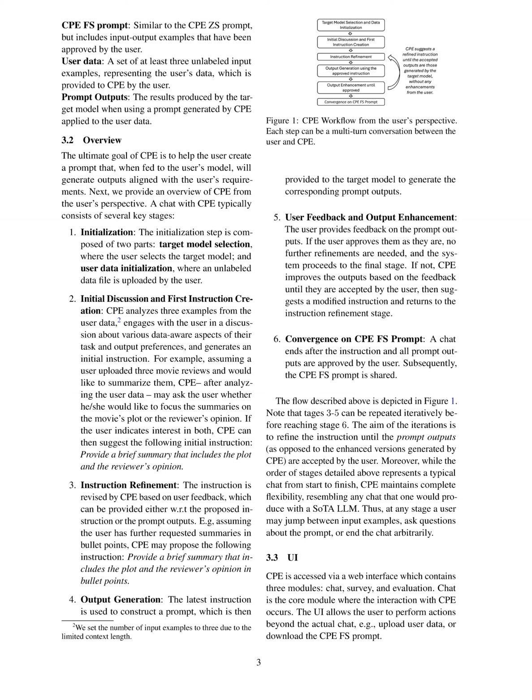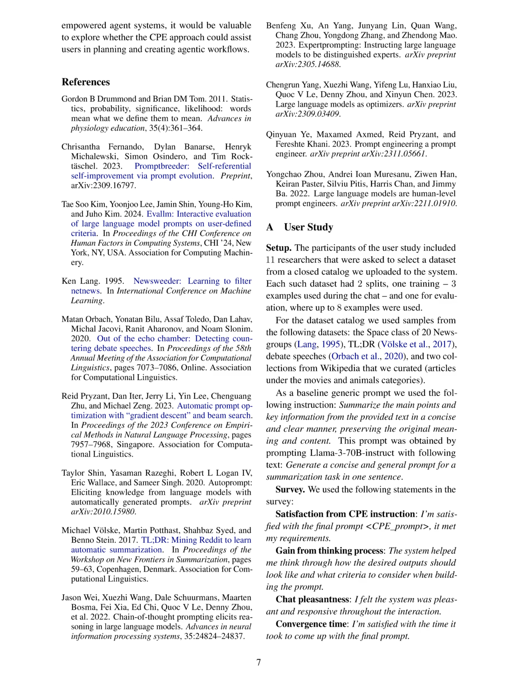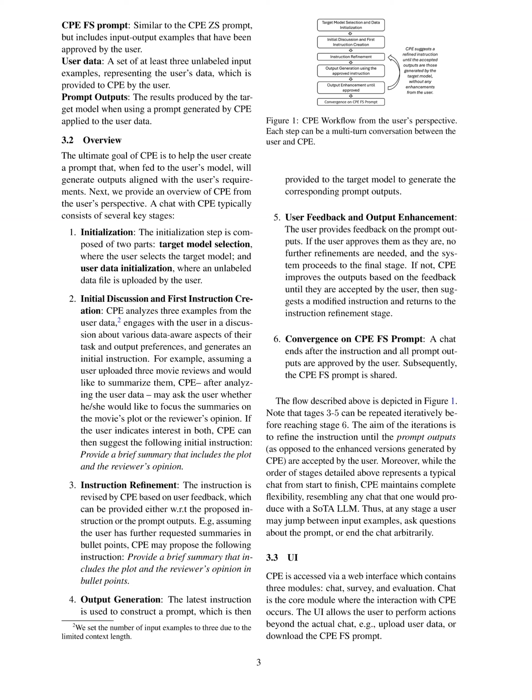If the user expresses interest in both aspects, CPE might propose an initial instruction like, "Provide a brief summary that includes the plot and the reviewer's opinion." Following this, in the instruction refinement stage, the user might request the summaries to be presented in bullet points. CPE then revises the instruction to: "Provide a brief summary that includes the plot and the reviewer's opinion in bullet points."